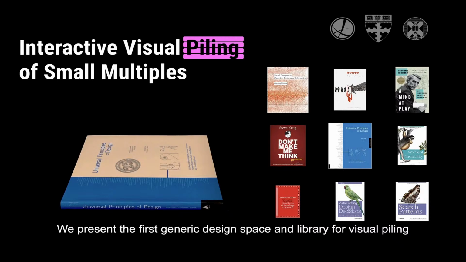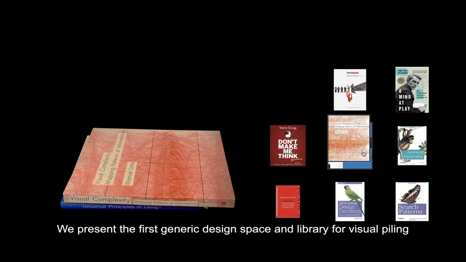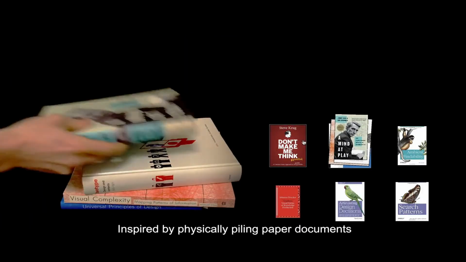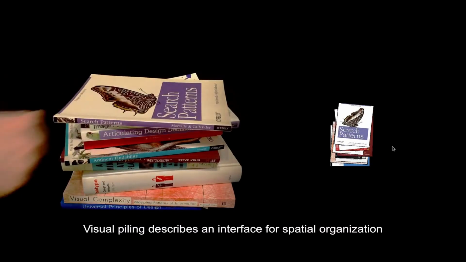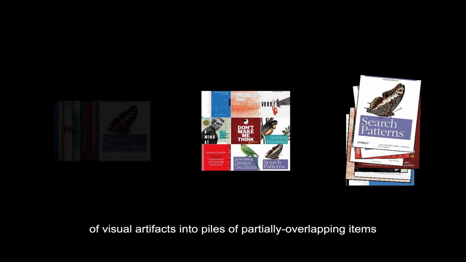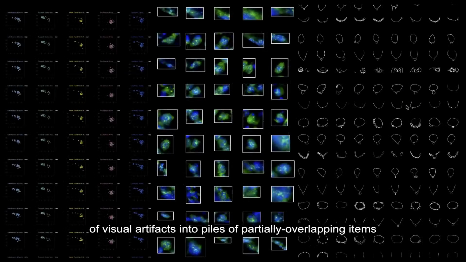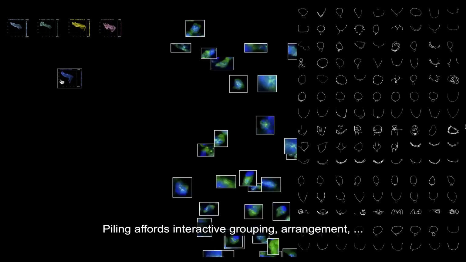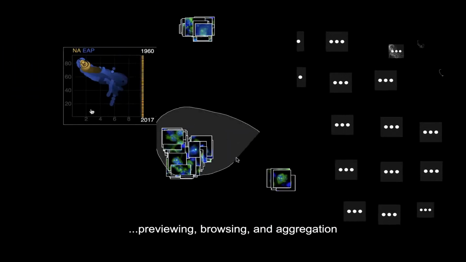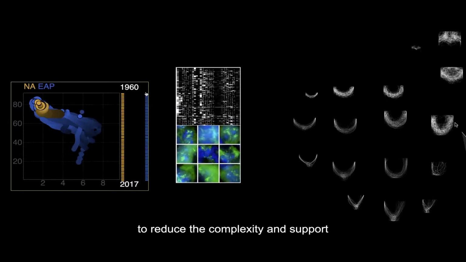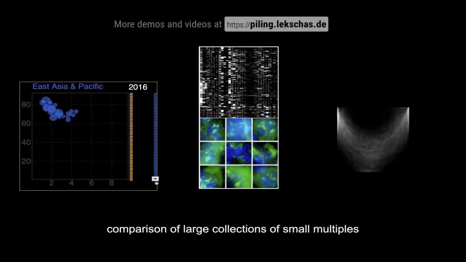We present the first generic design space and library for visual piling. Inspired by physically piling paper documents, visual piling describes an interface for spatial organization of visual artifacts into piles of partially overlapping items. Piling affords interactive grouping, arrangement, previewing, browsing, and aggregation to reduce the complexity and support comparison of large collections of small multiples.